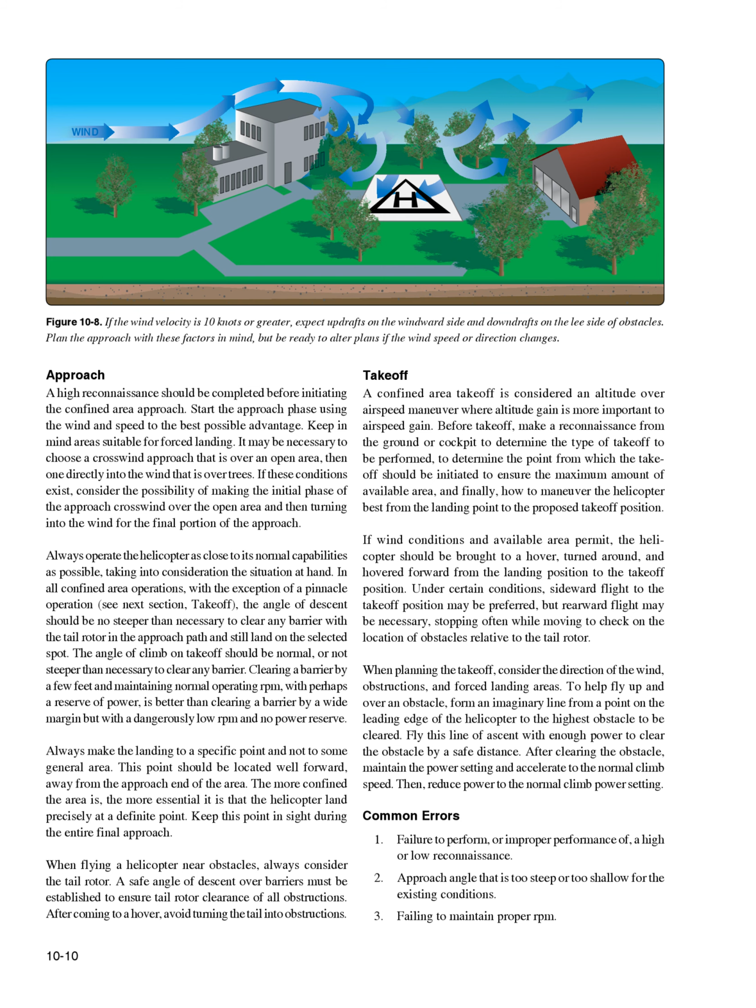To help fly up and over an obstacle, form an imaginary line from a point on the leading edge of the helicopter to the highest obstacle to be cleared. Fly this line of ascent with enough power to clear the obstacle by a safe distance. After clearing the obstacle, maintain the power setting and accelerate to the normal climb speed. Then, reduce power to the normal climb power setting.